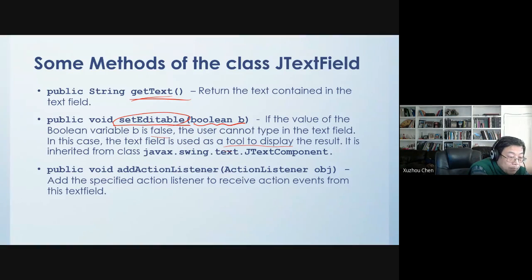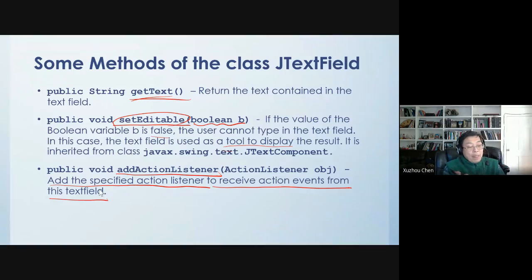Now the other one is addActionListener. Basically you're going to add a specific action listener to receive the action event from this text field. Remember, when you create a button, you can associate the button with addActionListener. But for the text field, you can also create an action.